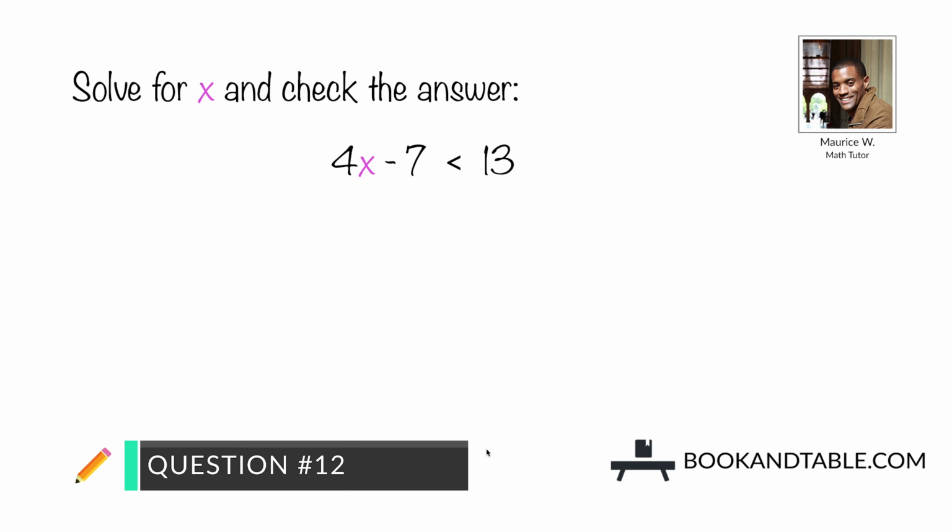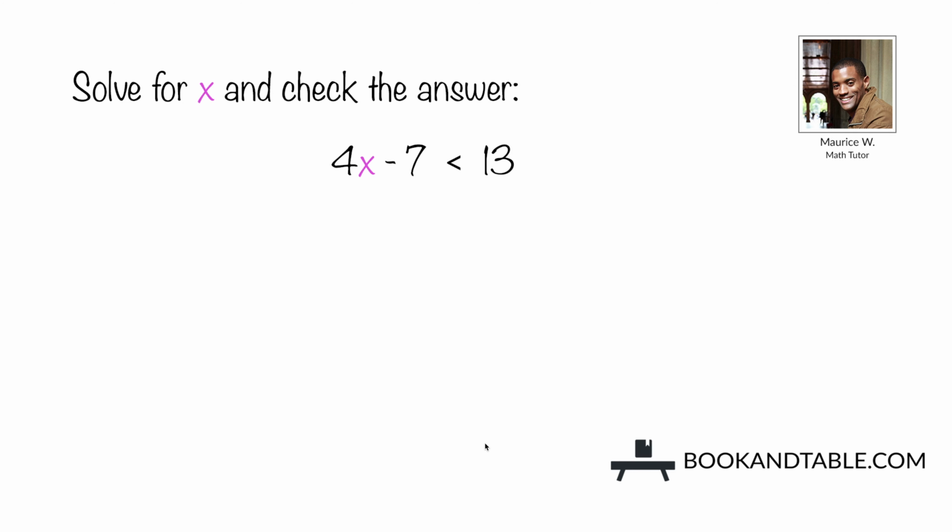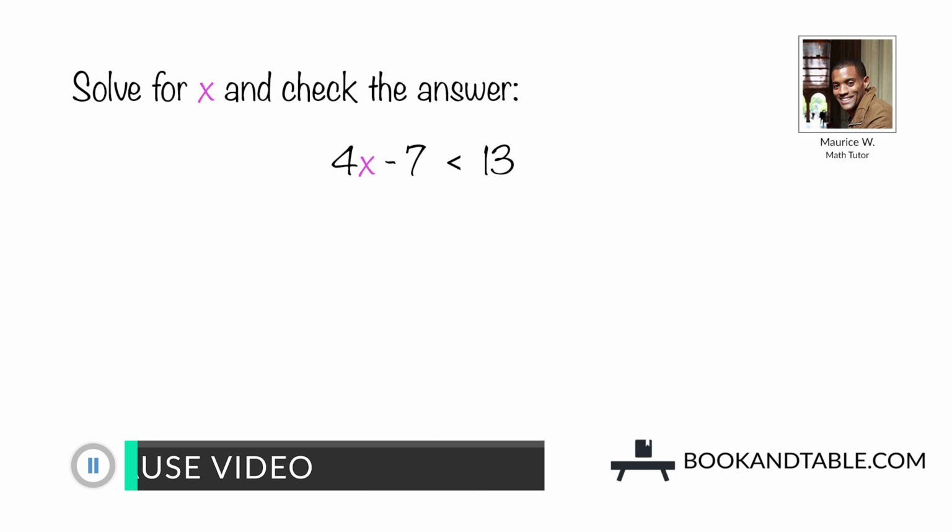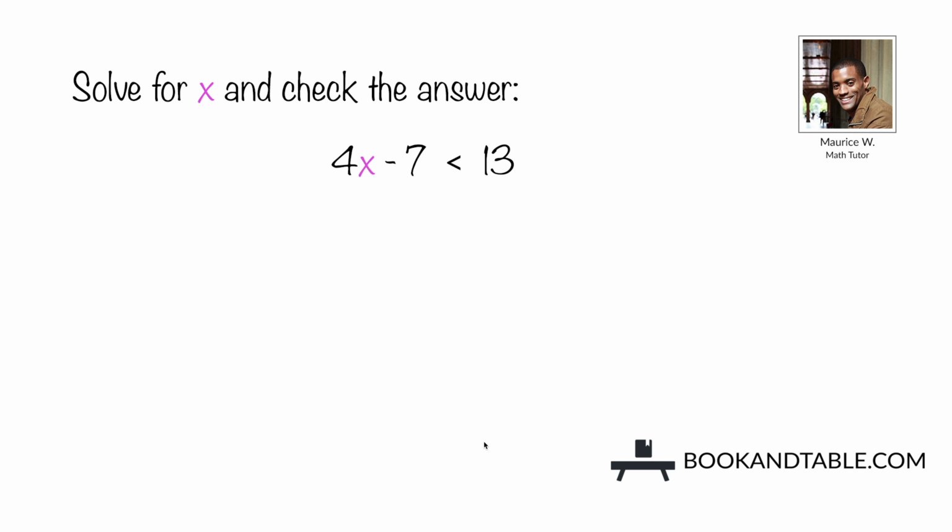Solve for x and check the answer. 4x minus 7 is less than 13. Pause the video, answer this question, and then press play when you are ready.